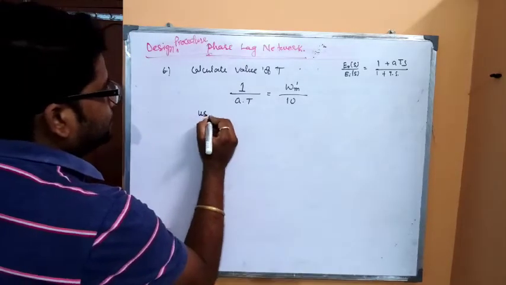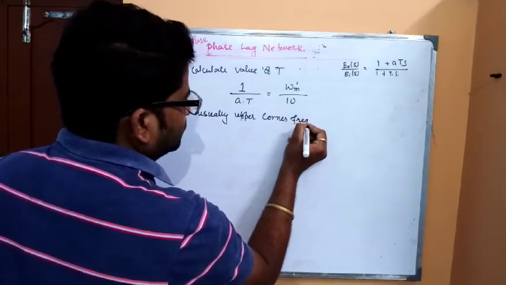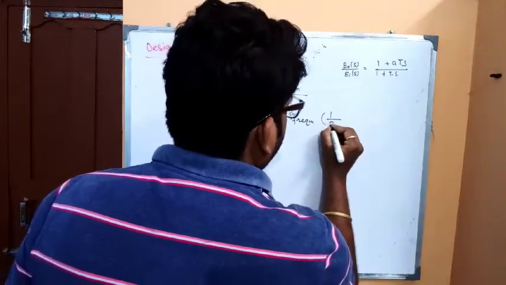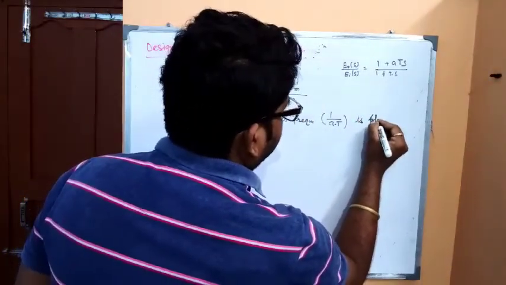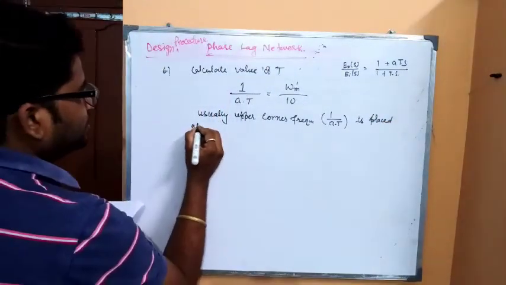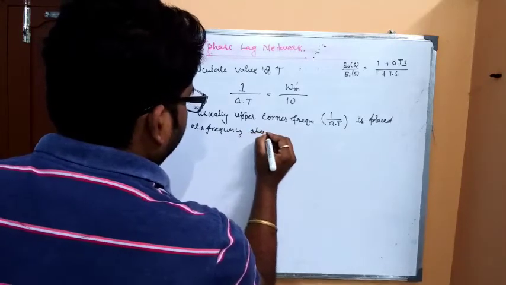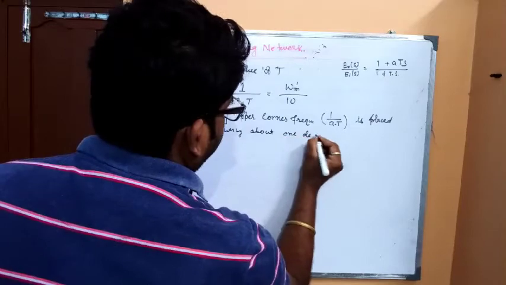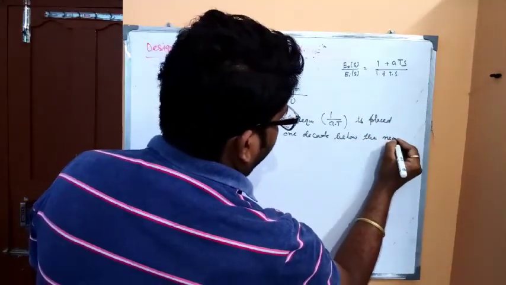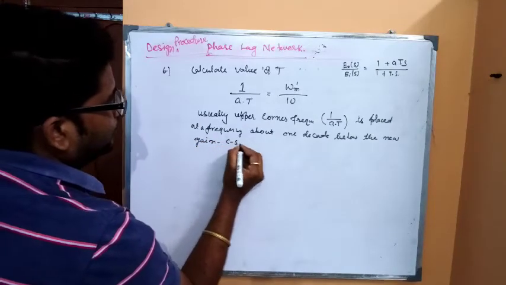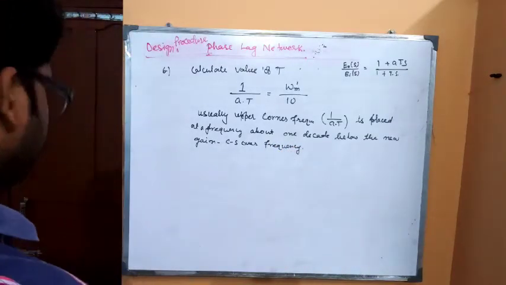So usually the upper corner frequency 1 by a T is placed at a frequency about 1 decade below the new gain crossover frequency. Okay, so this is step 6.